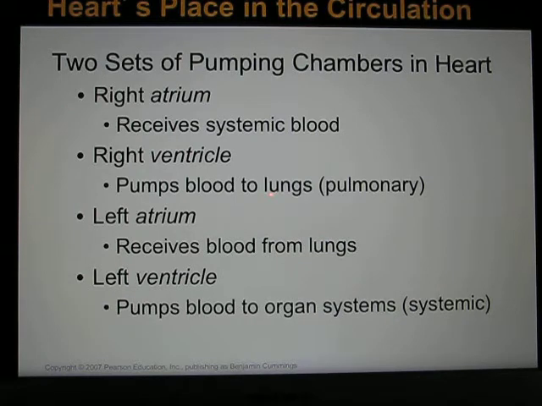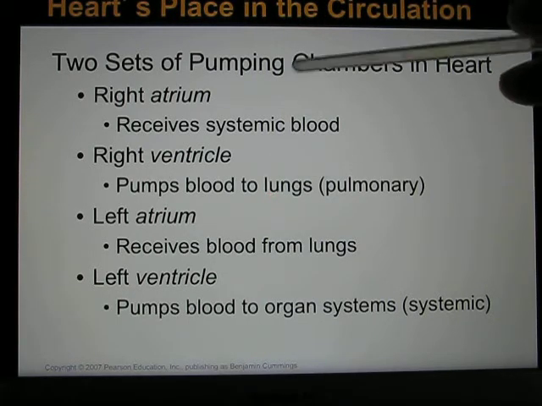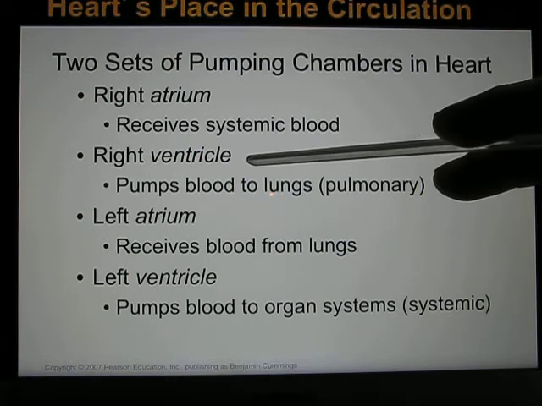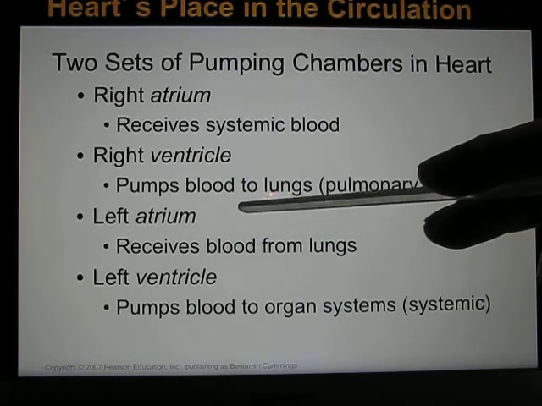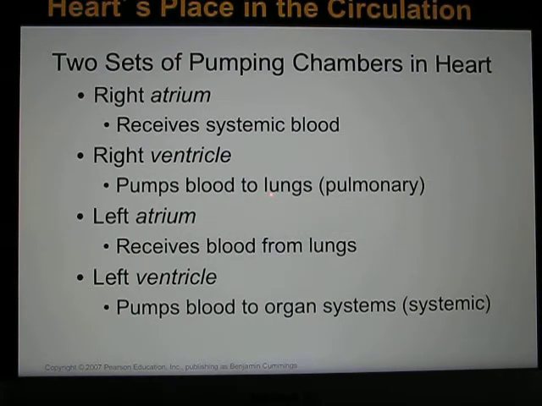Now let's look at the heart. The heart can be divided into 4 different chambers: 2 atria and 2 ventricles. On the right side, you have the right atrium and right ventricle. On the left side, the left atrium and the left ventricle. The right side is for pulmonary circulation, and they carry deoxygenated blood. The left side is for systemic circulation, and they carry oxygenated blood.